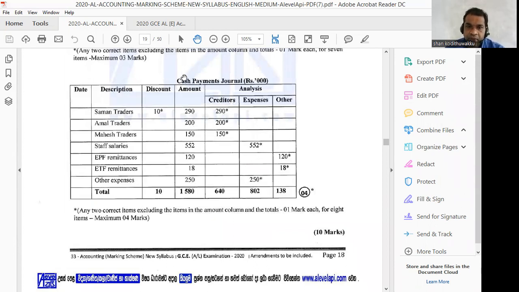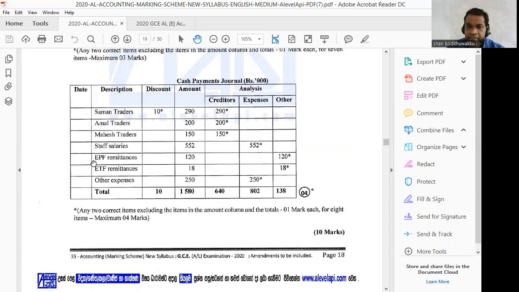Then, in the previous explanation regarding EPF and ETF remittances, we paid the previous month's EPF and ETF. Therefore, we have to record them in the cash payments journal also. EPF remittances for the previous month 120 in the amount column, and again under other column 120. ETF remittances amount column 18,000 and again other column 18,000. That is last month's, previous month's ETF and EPF.